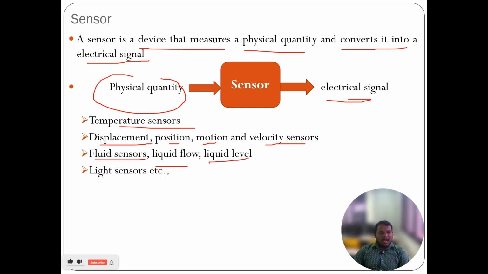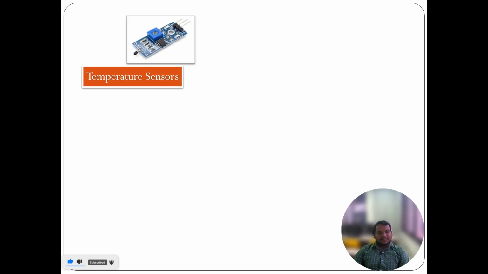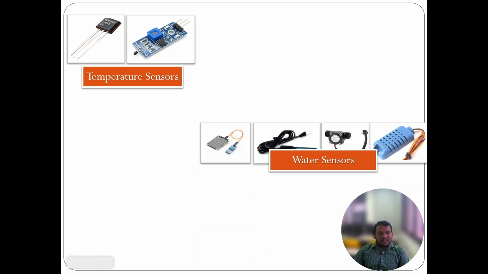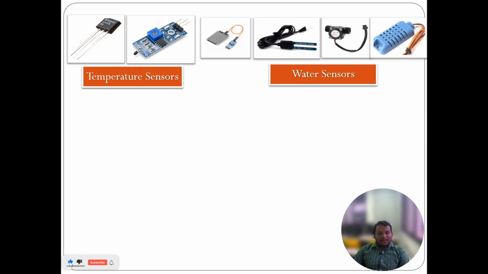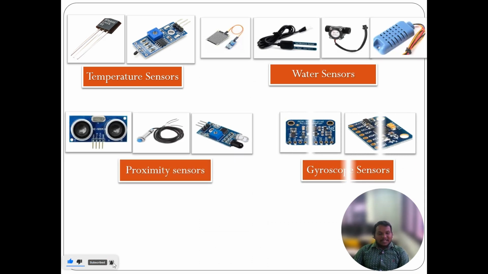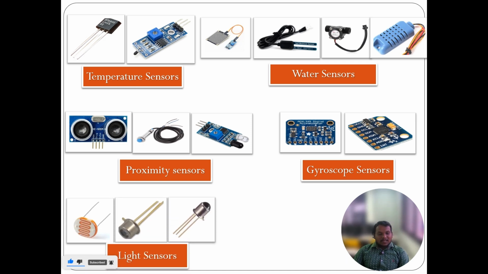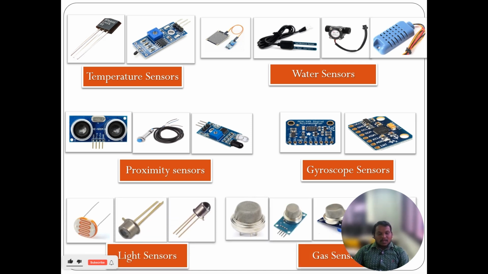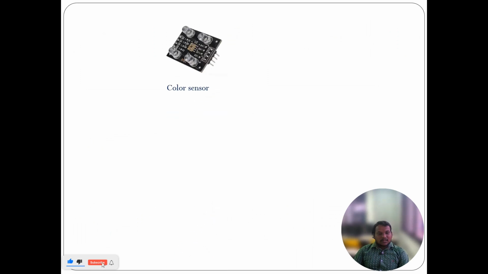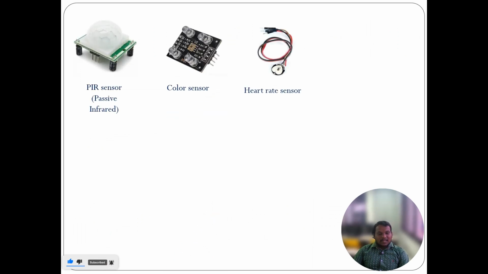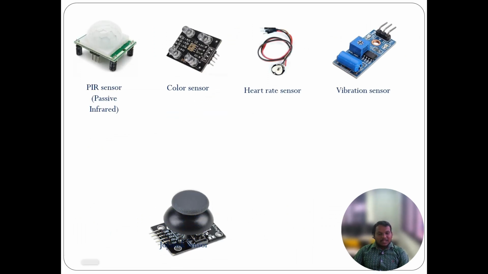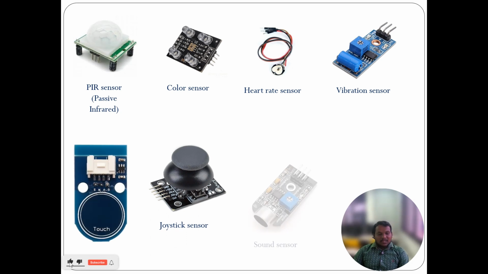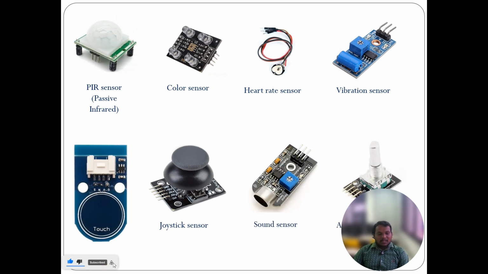And we'll see other types of sensors, like light sensors. These are temperature sensors, and these are water sensors, proximity sensors, gyroscopic sensors, and light sensors. And gas sensors. These are color sensor, heart rate sensor, PIR sensor, vibration sensor, joystick sensor, touch sensor, sound sensor, and so on.